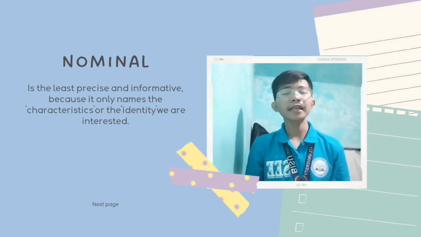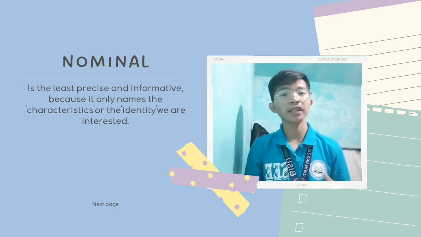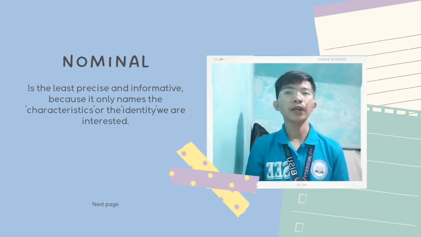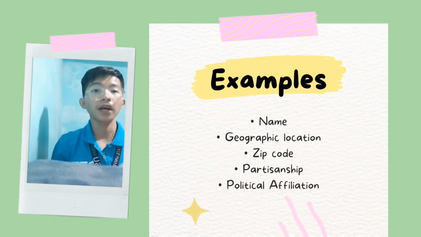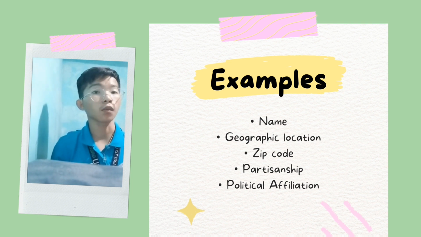So what is the nominal? The nominal is the least precise and informative because it only names the characteristics or the identity we are interested in. For example, you're interested in knowing the sex of your respondents. Typically, there are only two categories, which are man and woman. So let's say that you could mark a male respondent as 1 and a female respondent as 0.